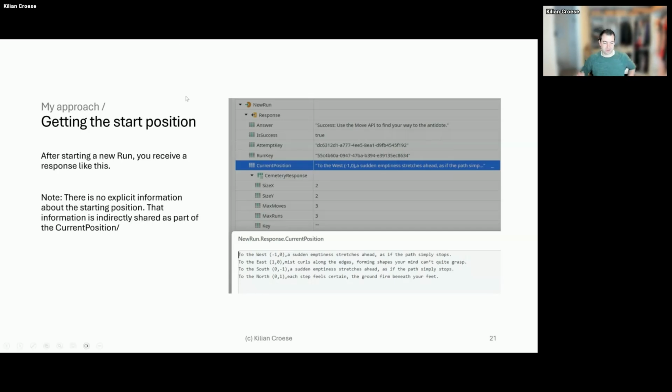Then looking into those three parts that I mentioned. So getting the starting position. After starting a new run, you would receive a response like I'm showing on the screen. So you would not explicitly get an attribute like, hey, starting X is number 3 and starting Y is number 2. You would get natural language or text describing your surroundings. So you would still have to figure out, hey, if I know what's north and east and south and west of me, then where am I actually?